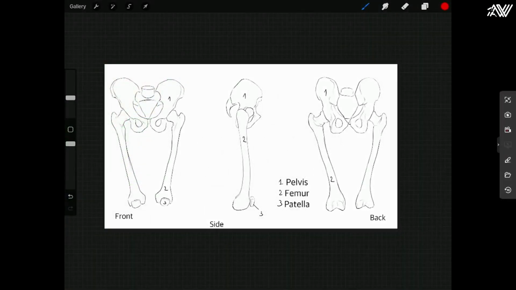All right, hey everyone, welcome to lesson one of the leg module. In this lesson, we'll discuss the upper parts of the leg muscles and briefly the leg bones.